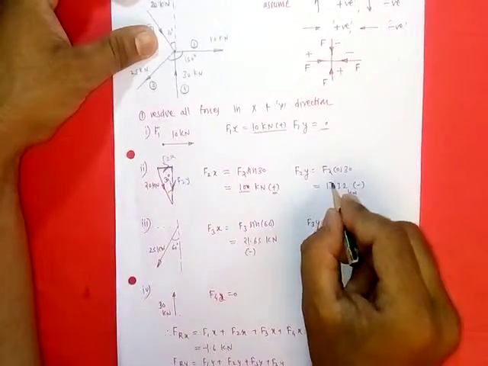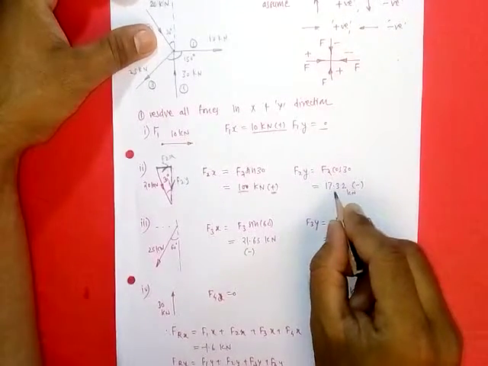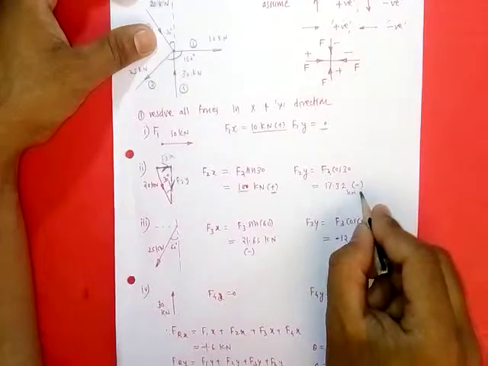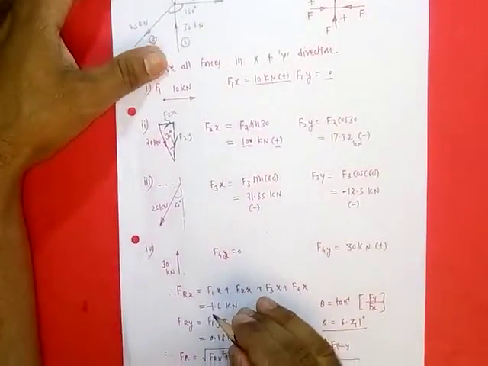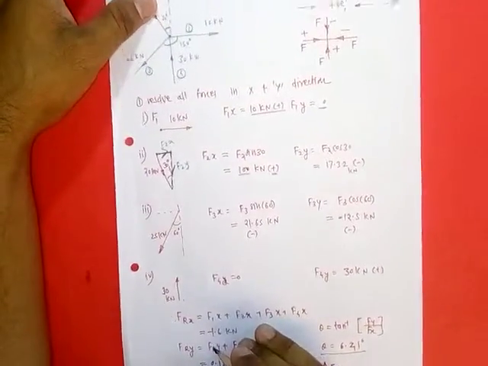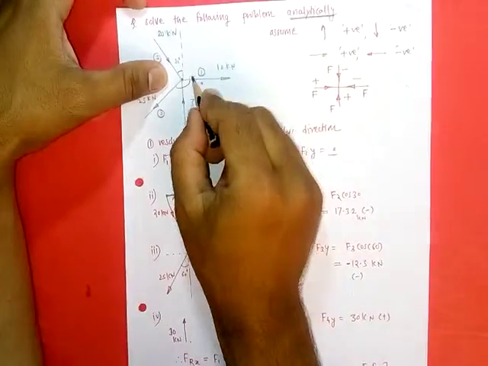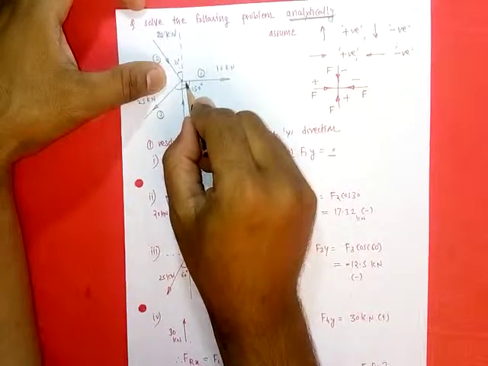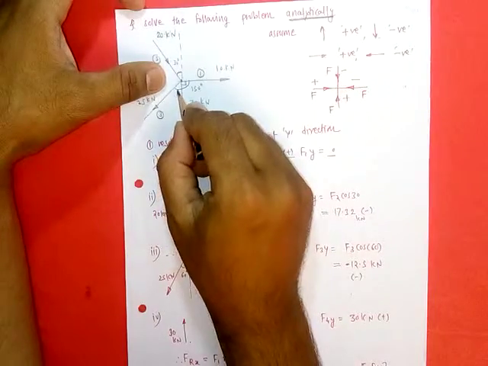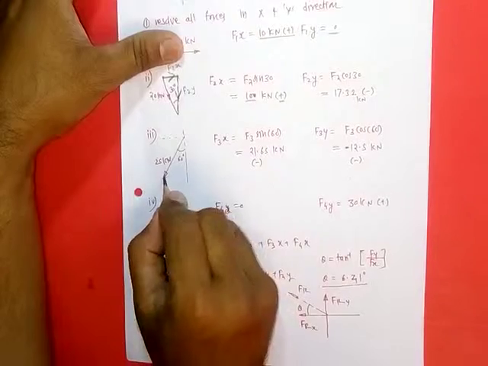So F2y is equal to F2 cos 30, and this value is coming 17.32, and it is moving in downward direction, so negative. Then next force is this 25 kilonewton force. This total angle is 150 degree, out of which this quadrantal angle is 90 degree, so remaining angle will be 60 degree.